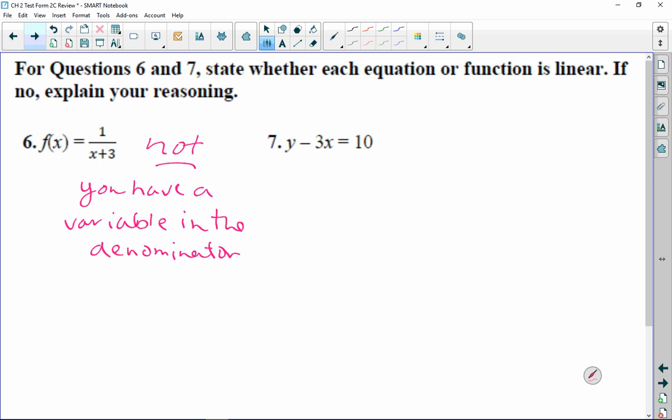Okay, number 7, linear or not linear? What form should I put it in? I put it in slope intercept, which means move that over there. It just simply changes to a positive. X is raised to the what power? First power, so yes, it is linear. And those are pretty simple. Everybody good?